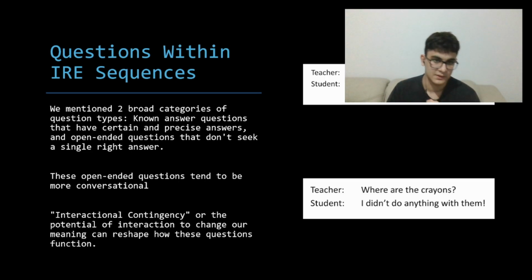Secondly, we have questions within IRE sequences. We mentioned two broad categories of these question types last week, which are non-answer questions that have certain and precise answers, and open-ended questions that don't seek a single right answer. These open-ended questions tend to be more conversational. They tend to strike a conversation and get the flow going in the class more often than the non-answer questions. An interactional contingency, or the potential of interaction to change our meaning, can reshape how these questions function.